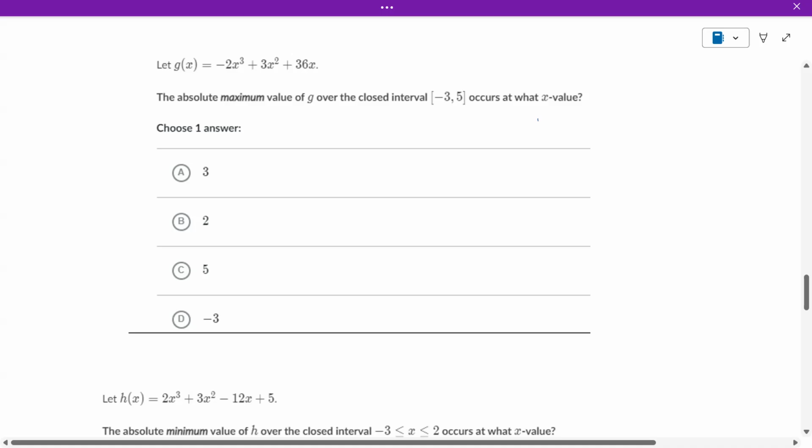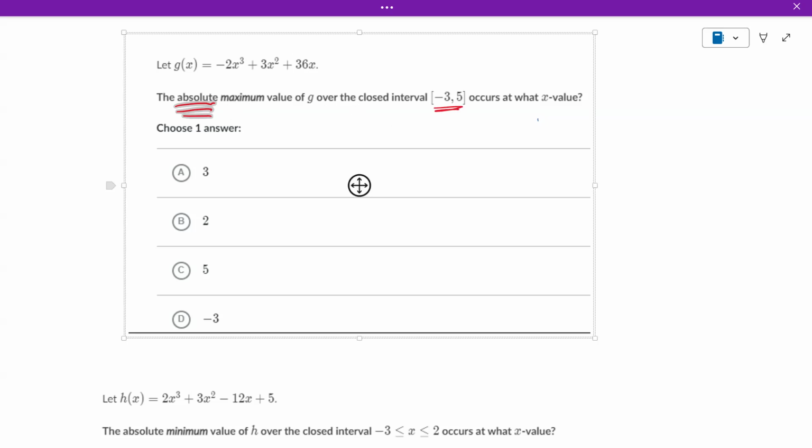Okay, now, here's something different. Relative and absolute are huge in calculus. To find the absolute maximum, we have to check 2 more points. We have to check the endpoints plus every critical number in between.